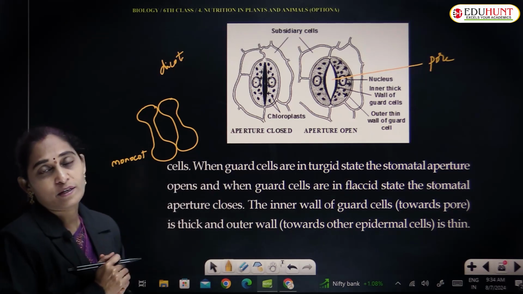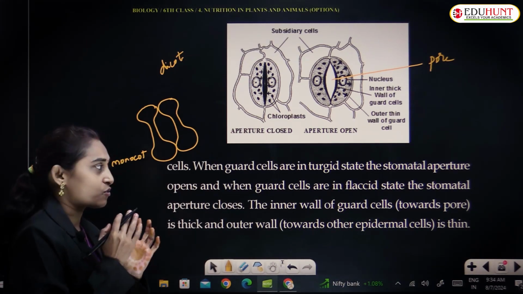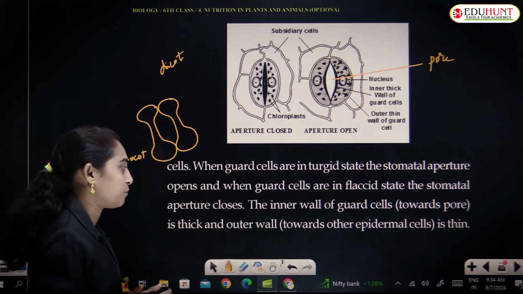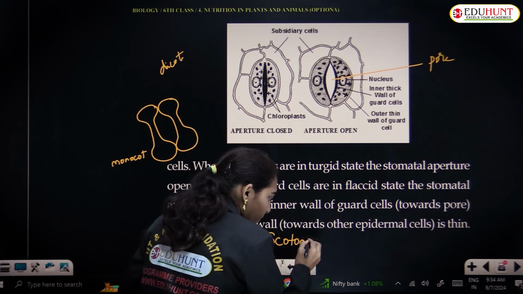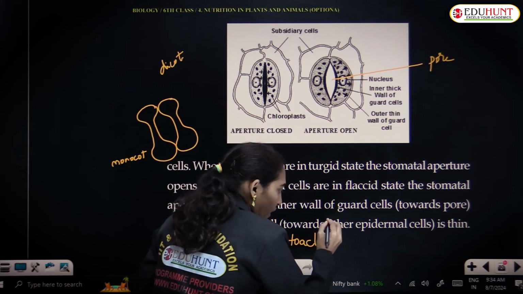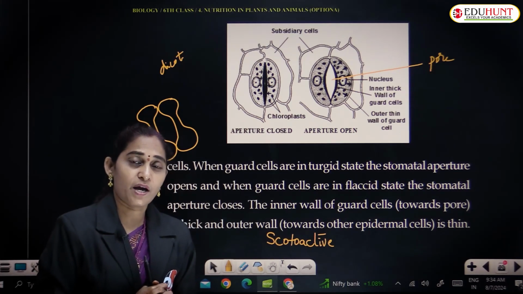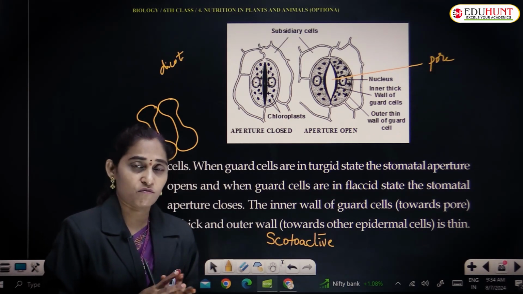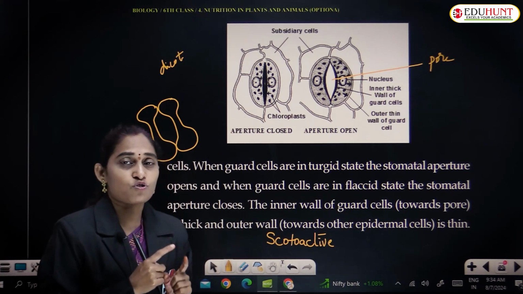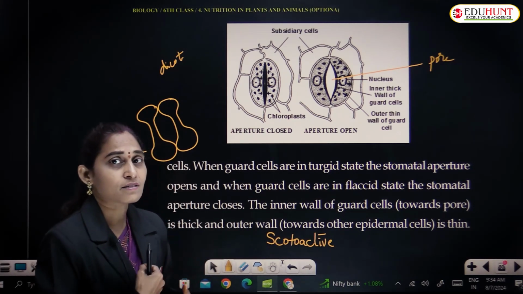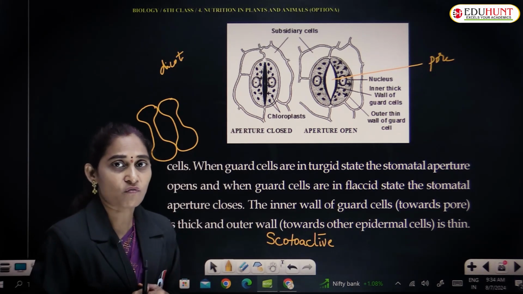In xerophytic plants, in desert plants, they are very clever. The stomata open during night time, called scotoactive stomata. In ordinary plants, the stomata are active during daytime, and they are called photoactive stomata. Photo is light. During daytime, light is available. In contrast to that, there is another type of stomata called scotoactive stomata, seen in xerophytes.